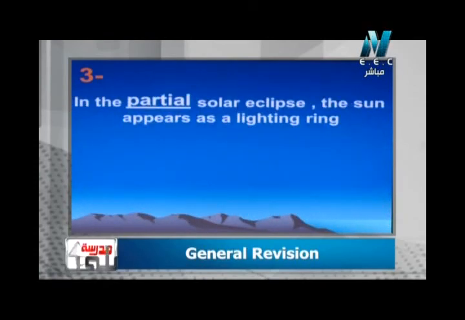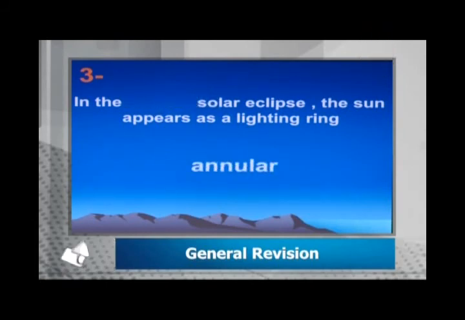Another question. In the partial solar eclipse, the sun appears as a lightning ring. So here, the sun appears as a lightning ring in the annular solar eclipse. In the annular, كسوف الشمس الحلقي اللي بنسميه annular solar eclipse, the sun appears as a lightning ring.